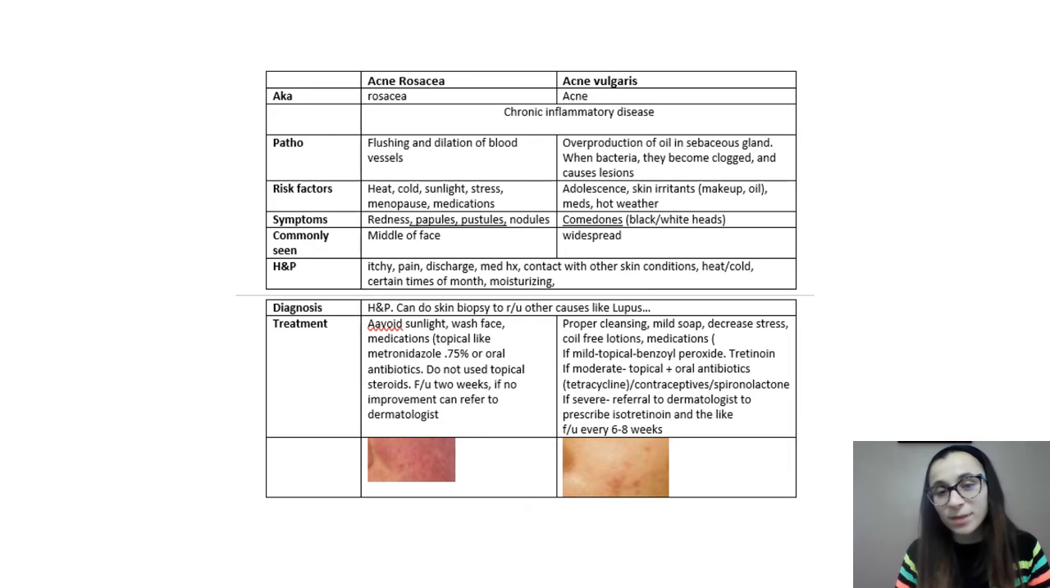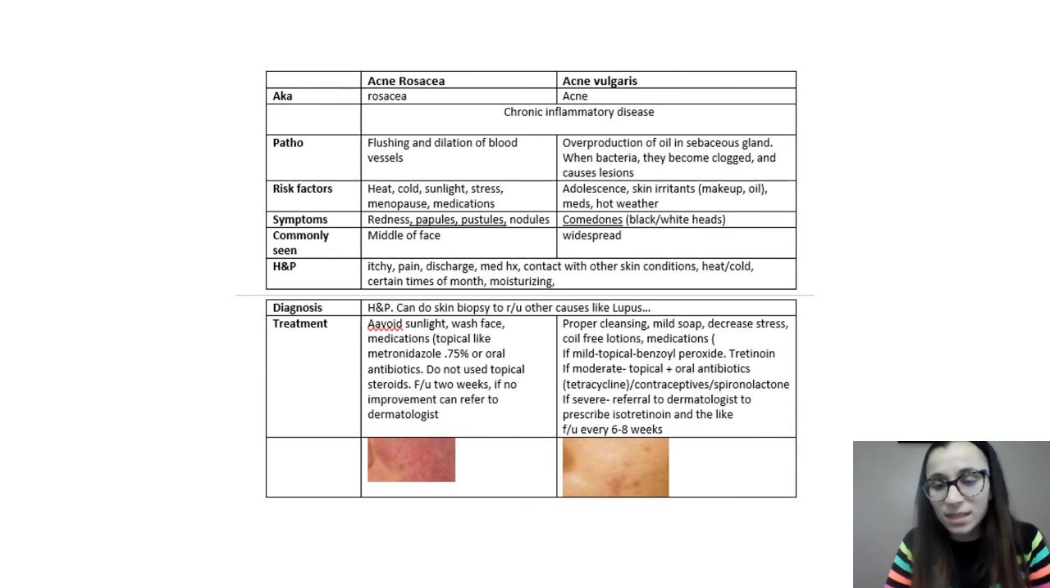You want to get a good H&P: is it painful, is there discharge, a medication history, heat and cold, do they have their period, are they moisturizing, etc. For treatment of acne rosacea, you want to avoid sunlight, wash your face, and you can use medications like metronidazole or oral antibiotics. Do not use topical steroids for this, and you want to follow up with them. If there's no improvement, like for everything, you could always refer them to dermatology.